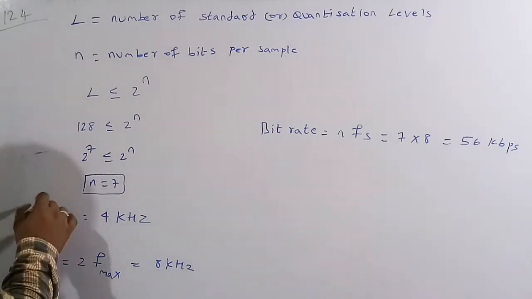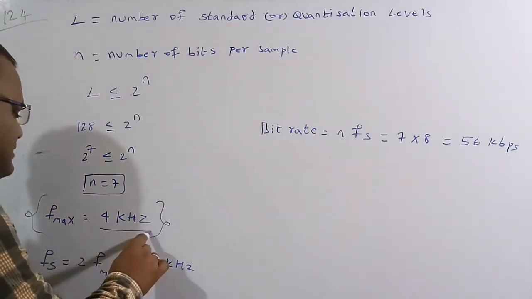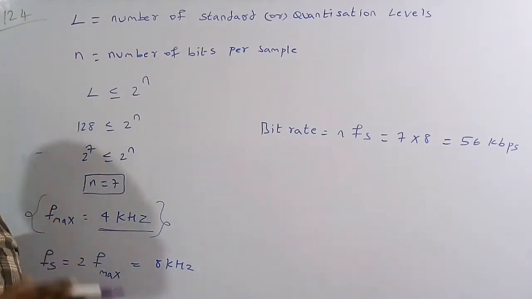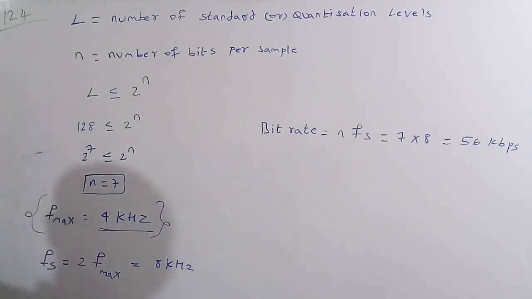In the question they are also given that the channel has a bandwidth of 4 kHz, meaning the message signal frequency must not be more than 4 kHz, it has to be up to 4 kHz only. So the maximum message signal frequency is 4 kHz. Therefore the sampling frequency, which is 2 into f max, which is 2 into 4, is 8 kilohertz. Now we need to find the bitrate.